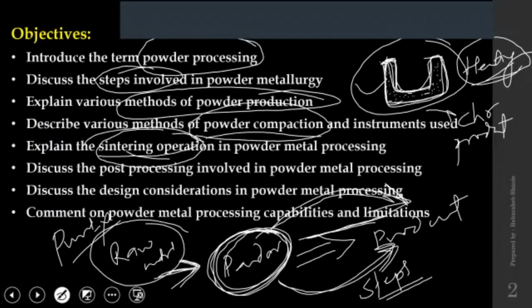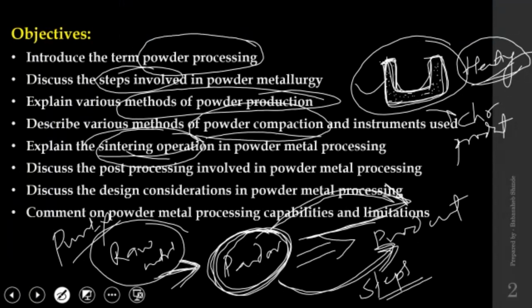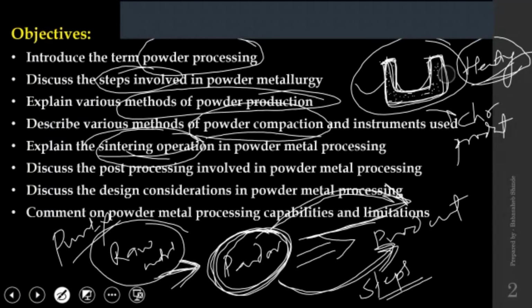The next, discuss the post processing involved in the metal powders. Now, actually, when you apply powder metallurgy, in most cases the shape, size, and dimensions that we get are almost near net shape. This is also called near net shape manufacturing because the dimensions are almost close to the final dimensions. But still, in some cases, we need to go for post processing.